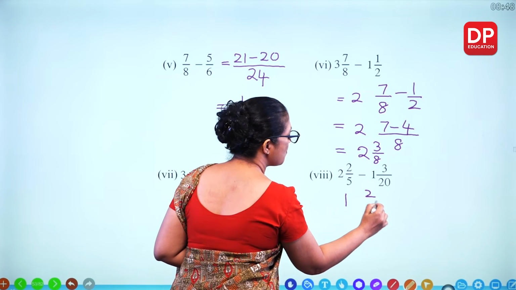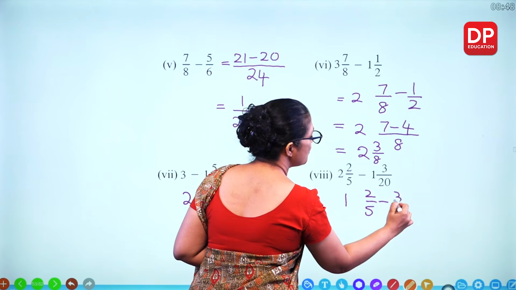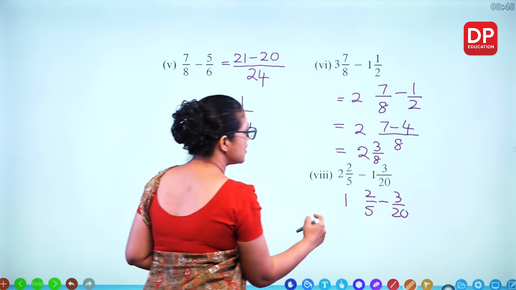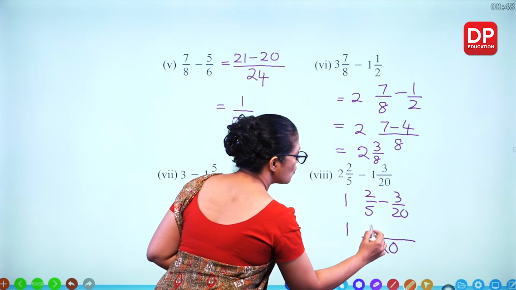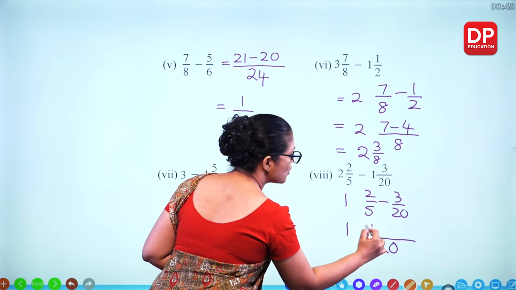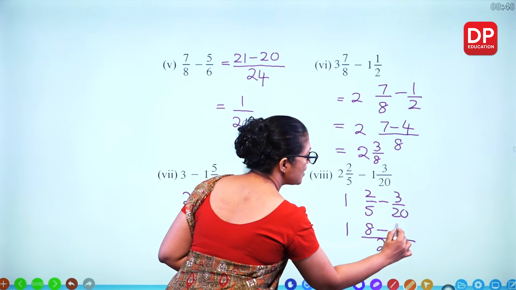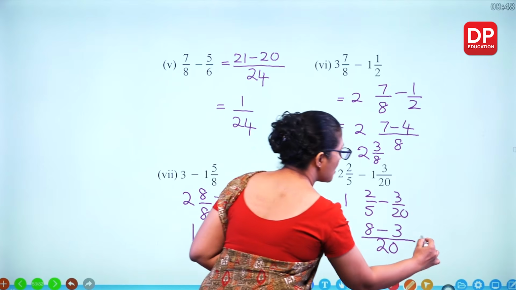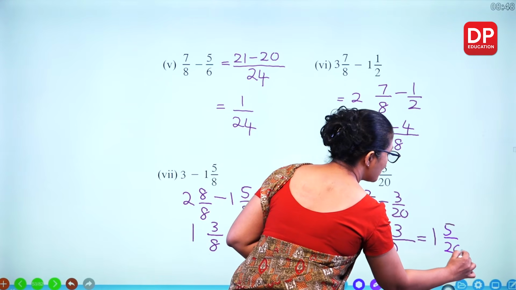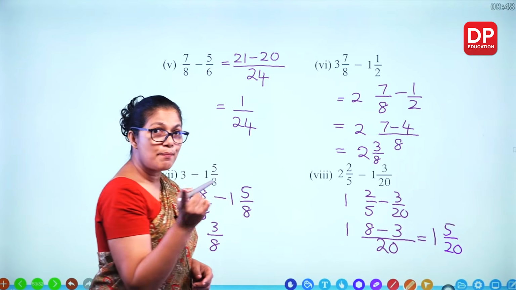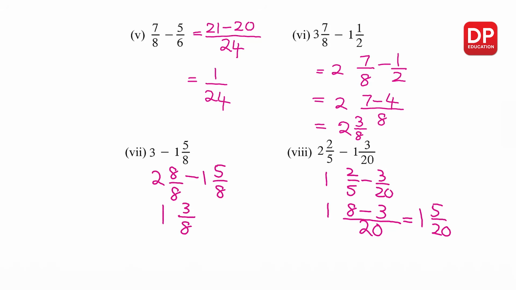Now we have to subtract 2/5 and 3/20. So convert to the same denominator, that's 20. So here 4 times 5, so 4 times 2, 8 minus 3. So what's the answer? 1 and 5 over 20. You can simplify further. 5 times 1, 5 times 4. So what's the final answer? 1 and 1/4.